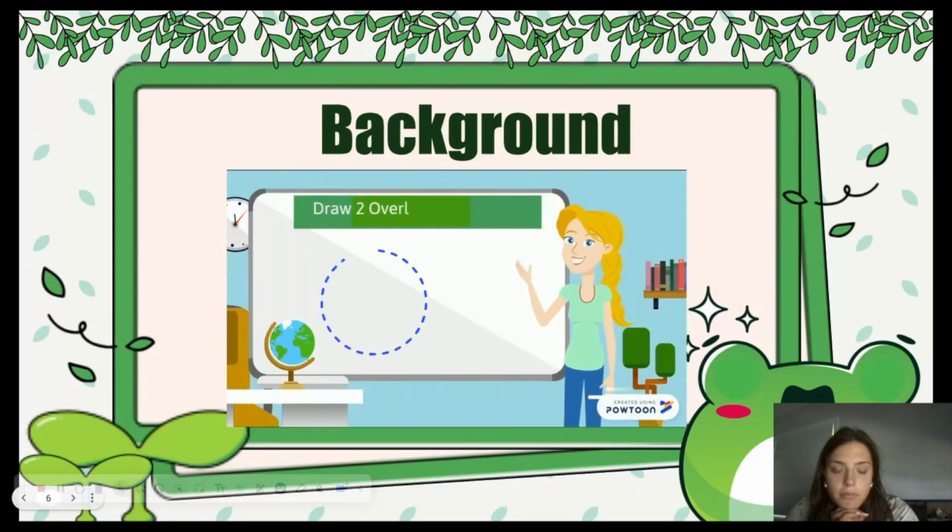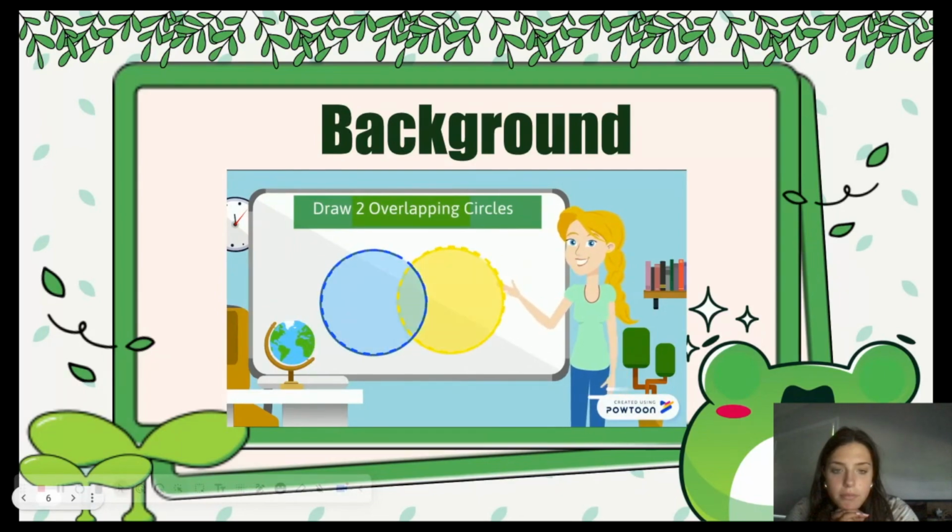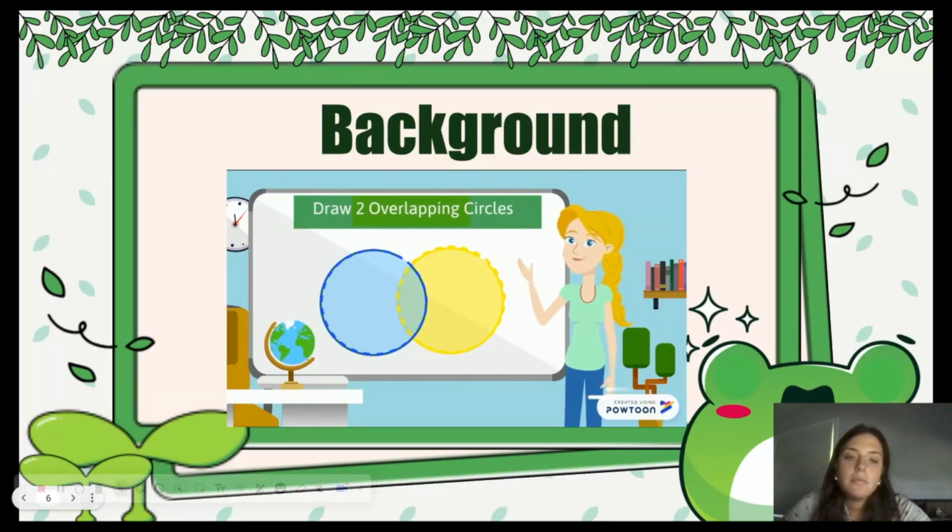Now I'm going to organize my information. To organize it, I need to draw two circles that overlap. The overlapping part is really important in a Venn diagram. If they don't overlap, you don't have a Venn diagram.